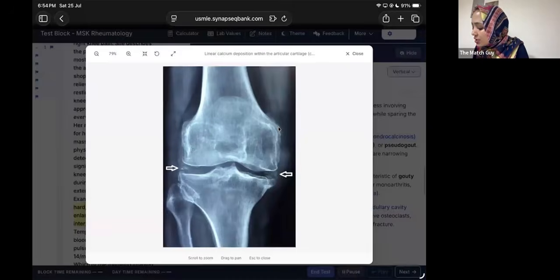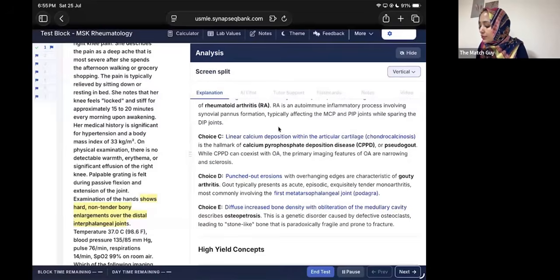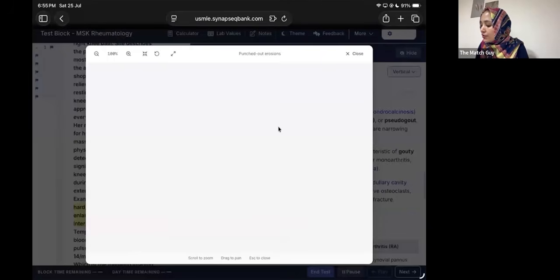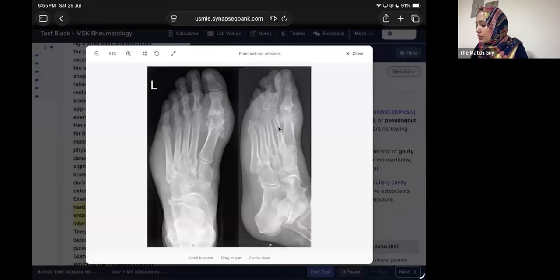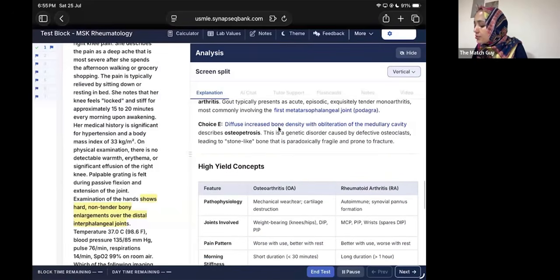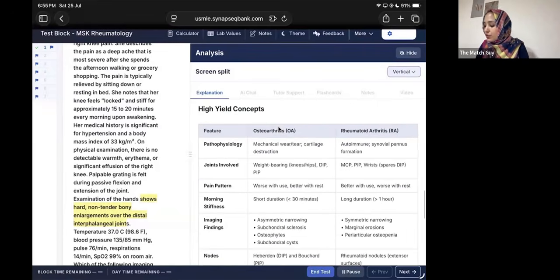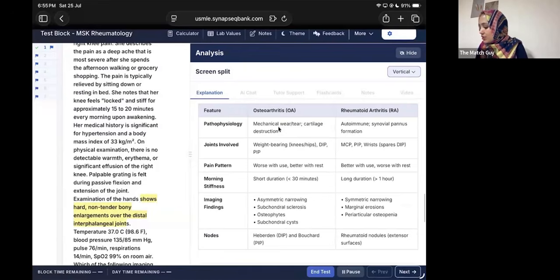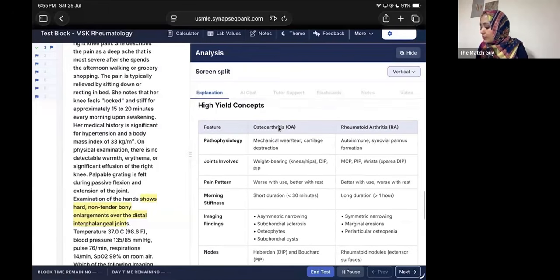Linear calcium depositions, let's take a look. Yes, this is how it would look. You can see some kind of depositions and excessive whitening inside of the joint space itself. Punched out erosions and overhanging edges, this is gout, and it's mainly going to affect the podagra. Diffuse increased bone density with obliteration of the medullary cavity, this is osteopetrosis, like we said. This is just a comparison between them.